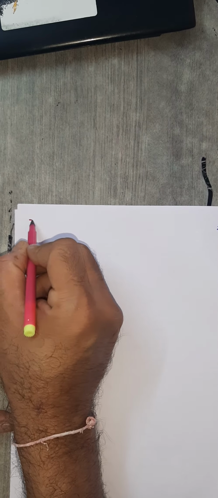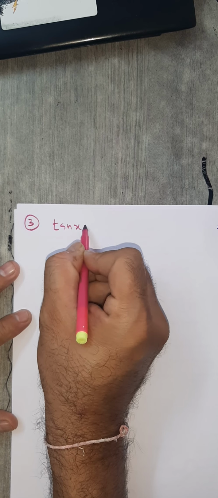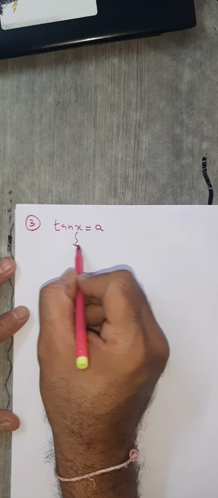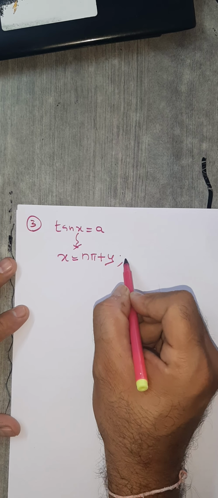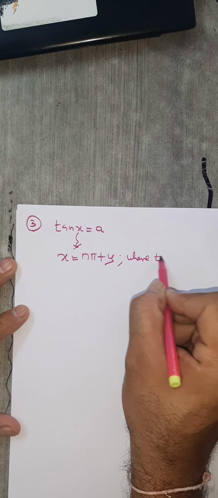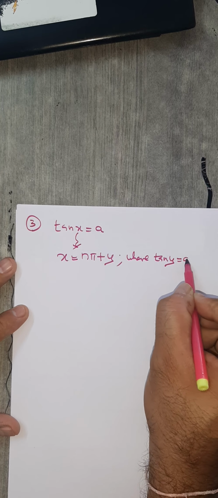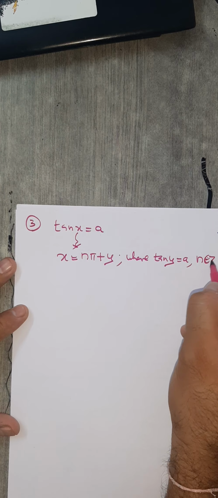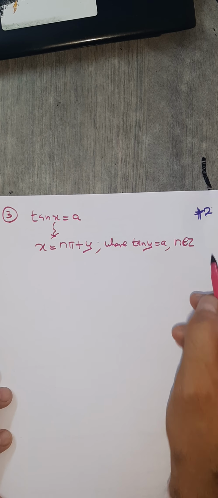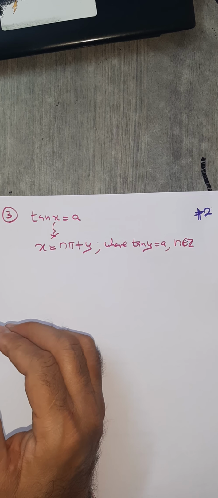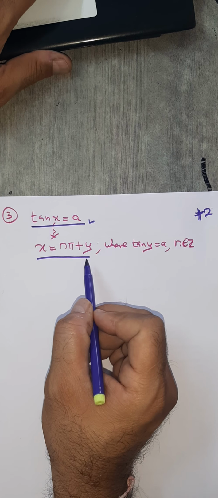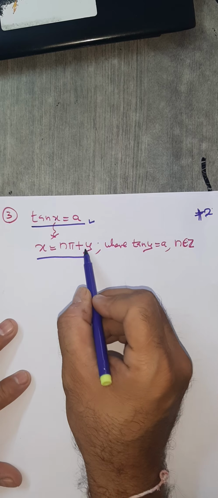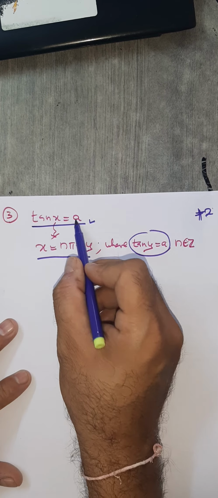And one more, that is for tan x. The third one is the solution set for tan x equals a, which is given by x equals n pi plus y. What is this y here? Find y for which tan y becomes this a. And here n belongs to z. I repeat, the solution set for tan x equals a is n pi plus y. Find y for which tan y becomes this number.